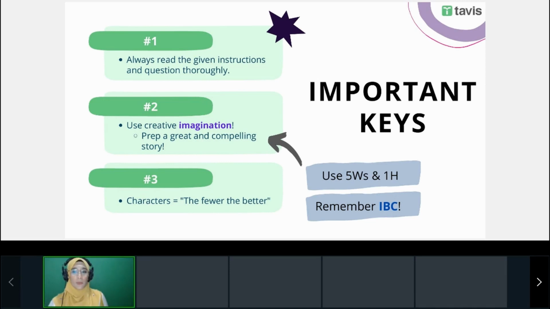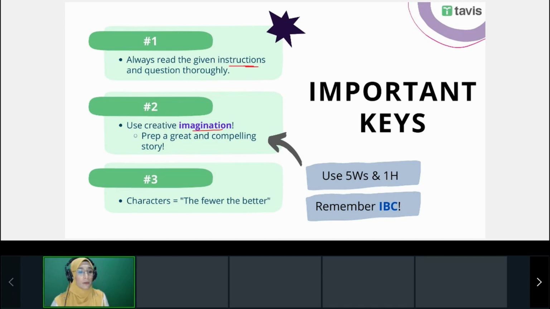Okay, important keys. A few more minutes. Important keys: always read the given instructions and question thoroughly. And again, imagination. Imagine how you imagine it. Make sure you transfer that on paper. You are like the director and the content editor. You are everything in your story writing. So make sure you try and prep a great and compelling story, and the characters, again, keep them as few as possible because we do not want any confusion. Keep it as simple as possible.